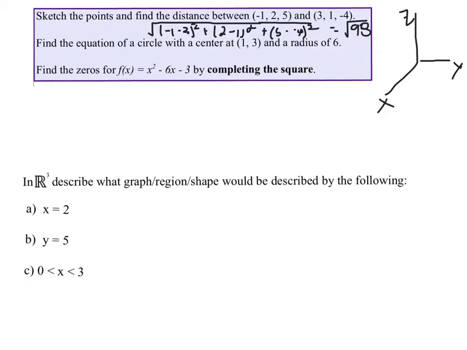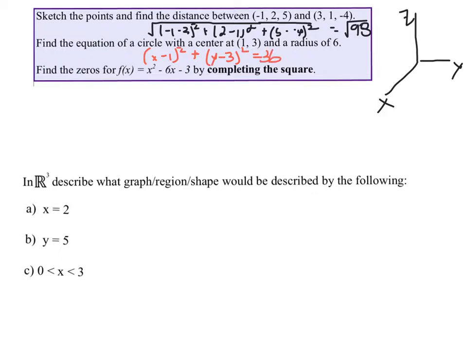Okay, now find the equation of a circle with a center at 1, 3 and a radius of 6. This goes back to our pre-calc days. Recall that our basic formula for a circle is x squared plus y squared equals radius squared. And to adjust the center, we simply add these parentheses. We say it's x minus 1 squared plus y minus 3 squared equals the radius squared, so equals 36.